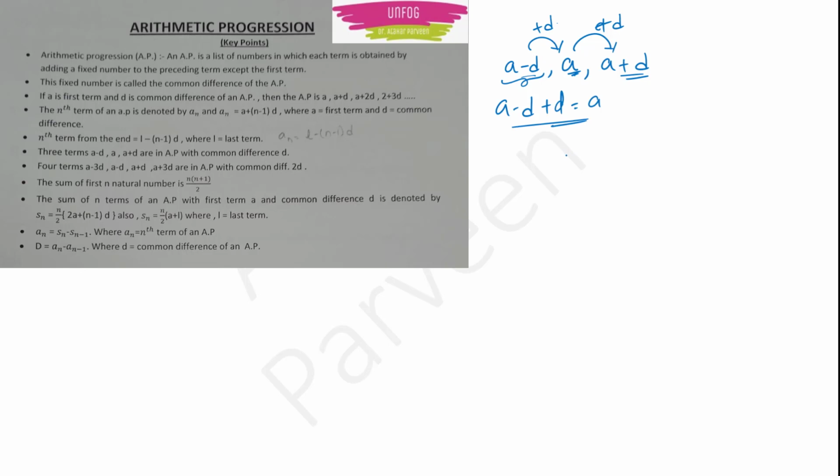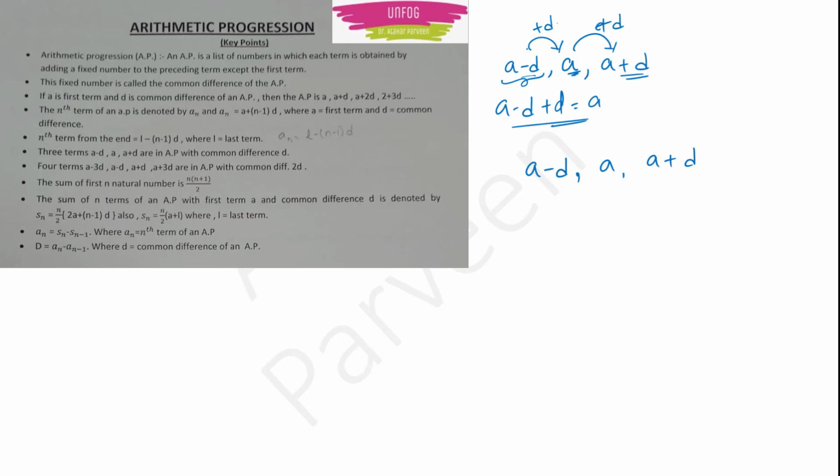That's why if you want to write any 3 terms in AP, it could be the first 3 terms, it could be the last 3 terms, any 3 terms they could be. They will have this relation every time. So these are the 3 terms in arithmetic progression: a minus d, a, a plus d. Why I wrote this? I hope that you got it.